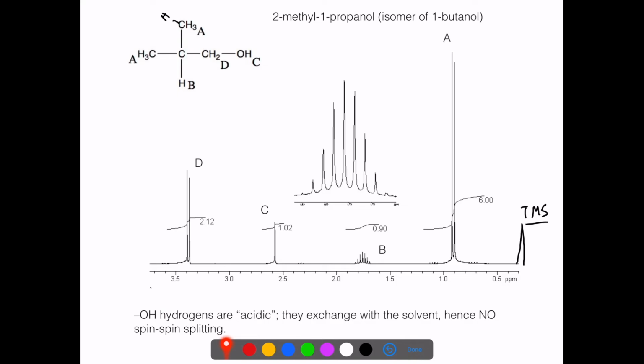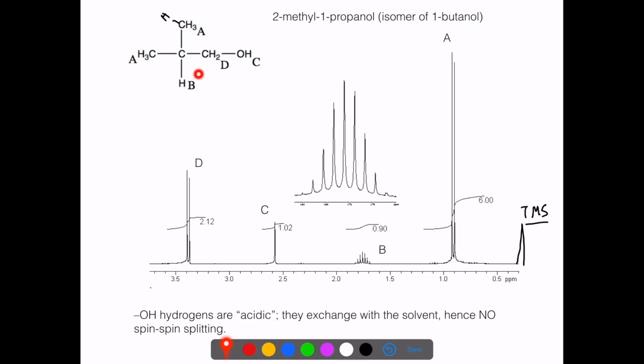N+1 is N. 1 + 1 is equal to 2, and so it occurs as a doublet, and in fact we do see that here. So this is one of the 4 signals, integration of 6, which we see, chemical shift about 0.8, and then spin-spin splitting into a doublet. Moving over here, we'll look at this hydrogen B.